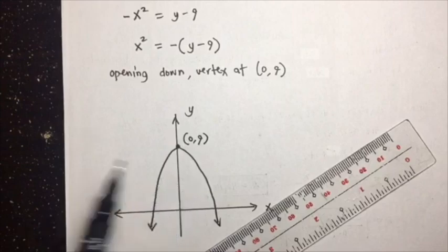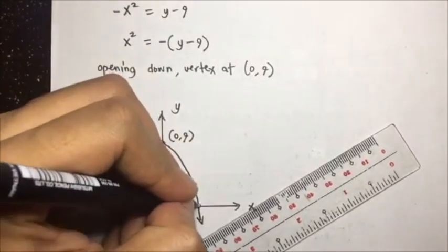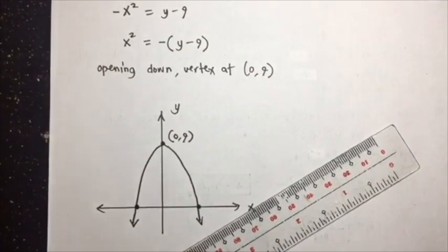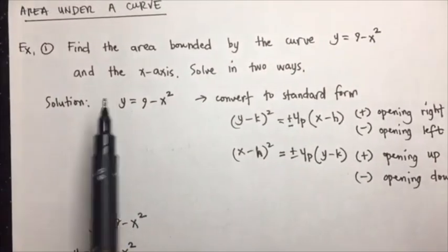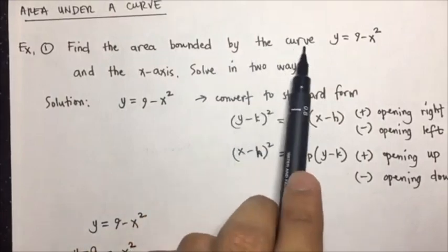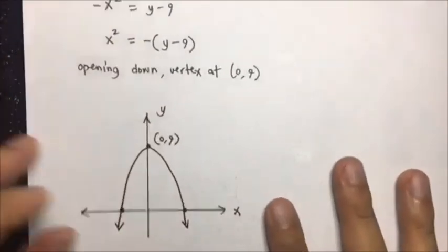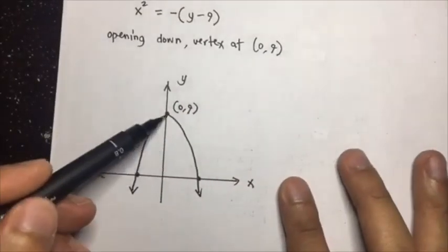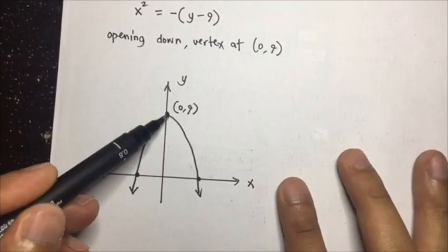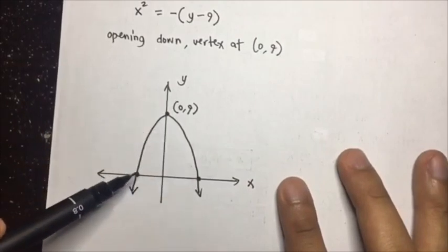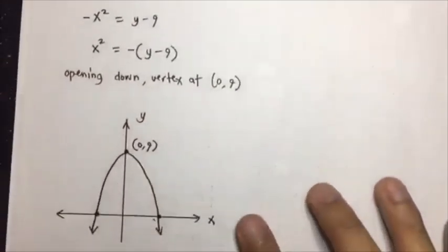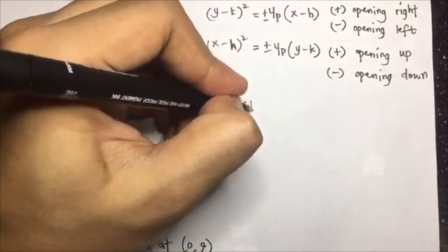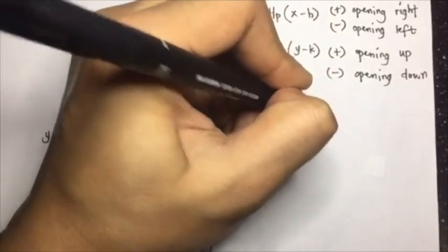However, we don't have the coordinates of the intersection of the curve with the x-axis. Remember that we are looking for the area bounded by the curve and the x-axis. So we are concerned with this area right here. Let us first solve for these coordinates, the intersection with the x-axis. So solve for the x-intercepts.